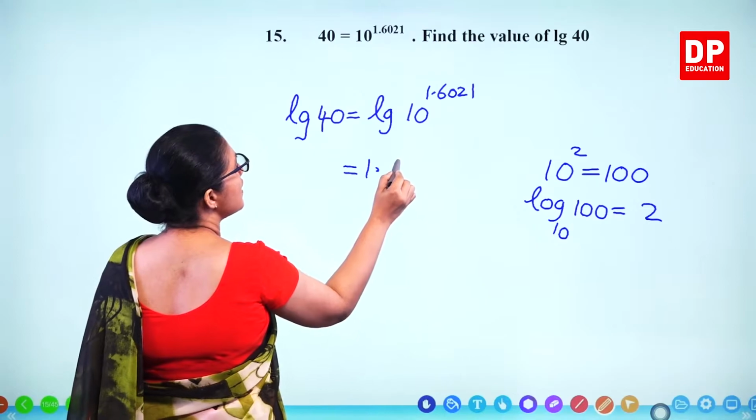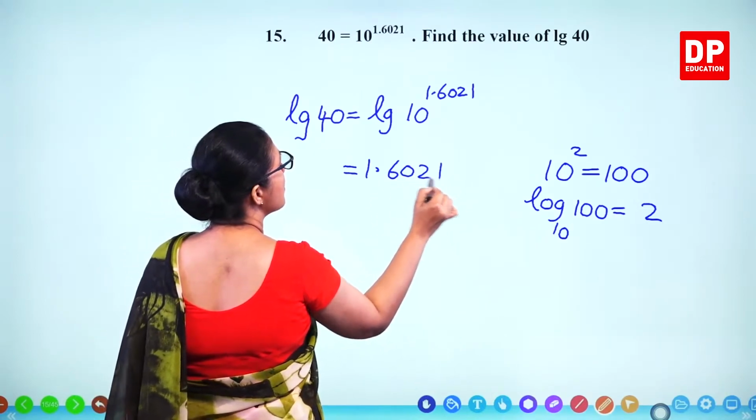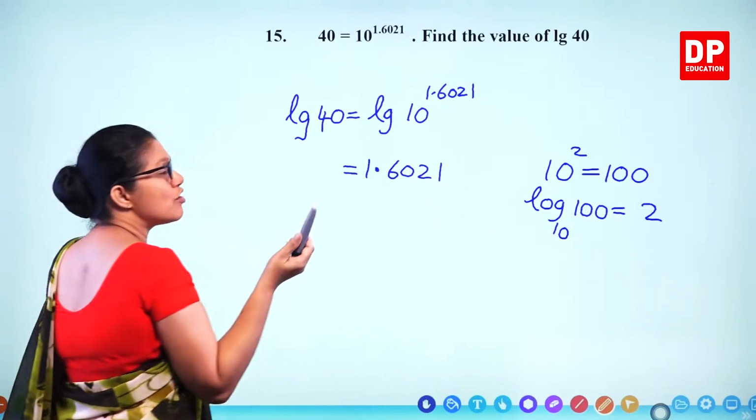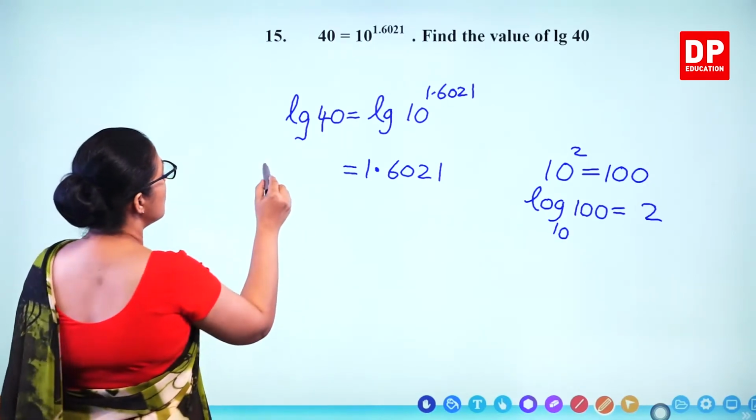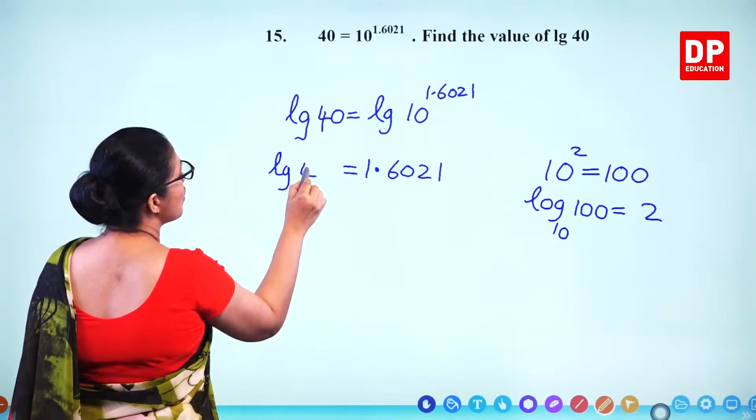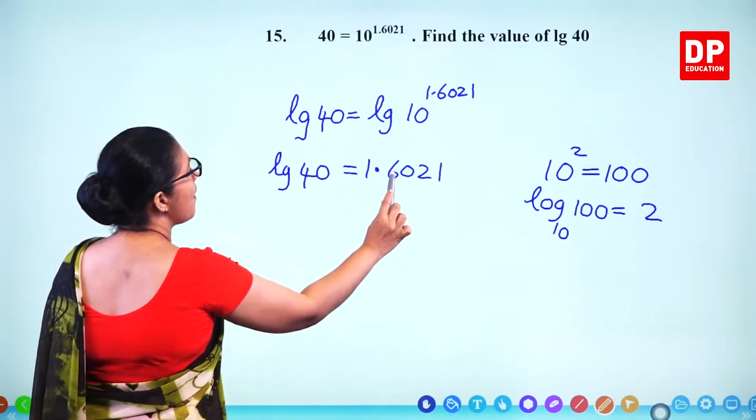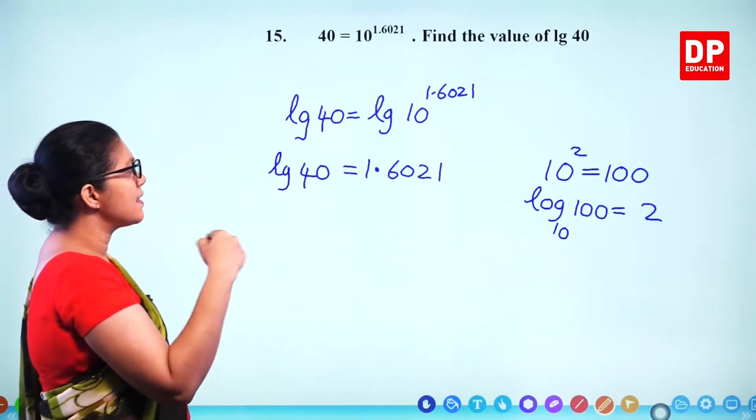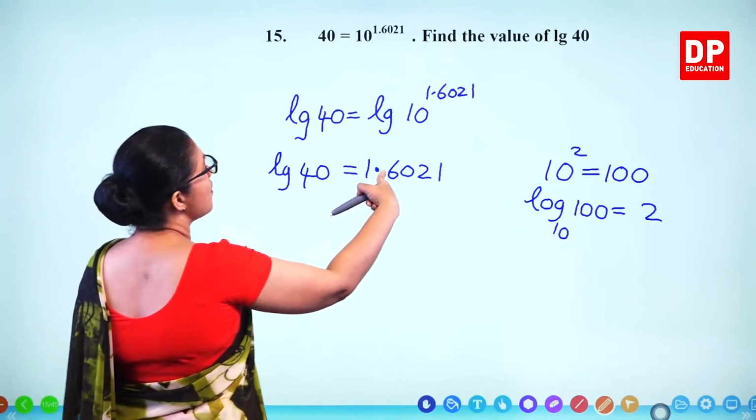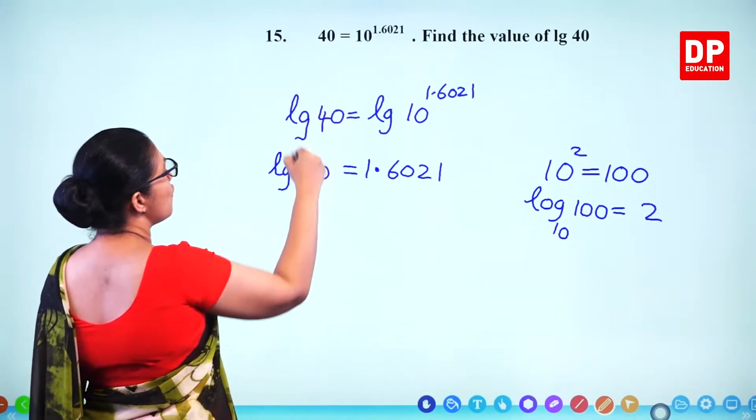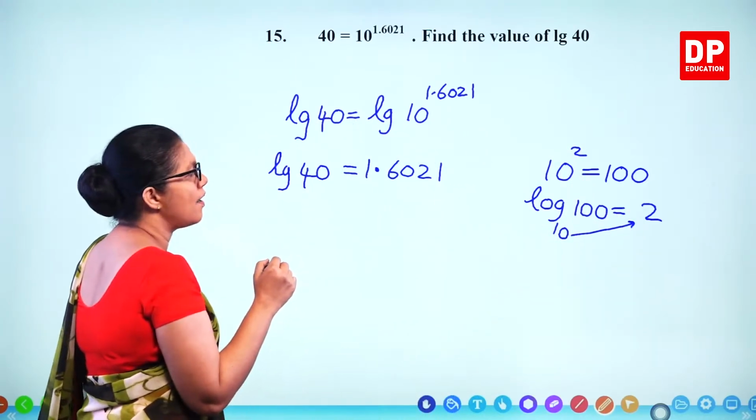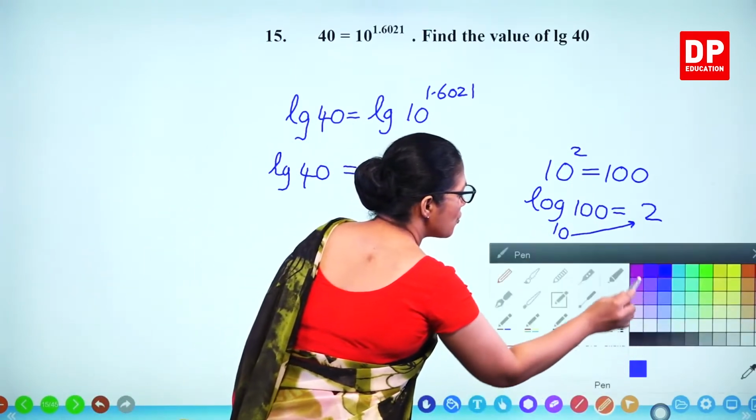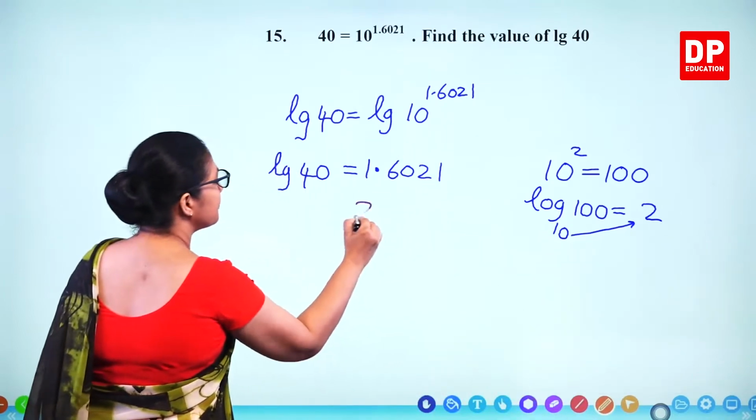So this means you can take the power out. So 1.6021. LG 10 means 1. Log 10 base 10. So LG 40. That's how you write down 10 to the power. So LG means base 10. 10 to the power 1.6021 is 40. So like here, 10 squared is 100. So you get 2 marks.